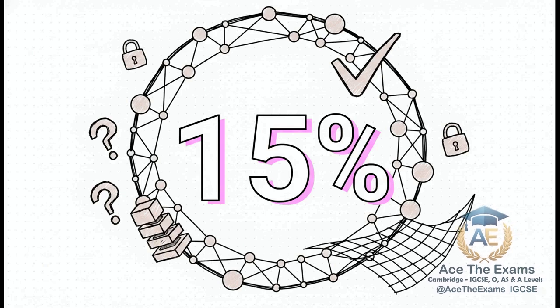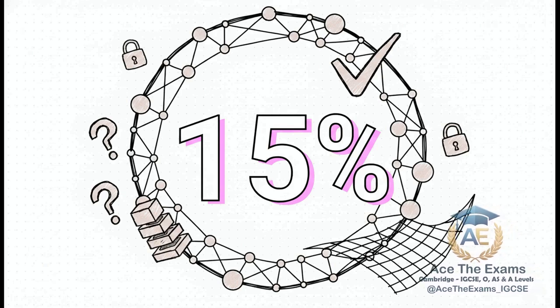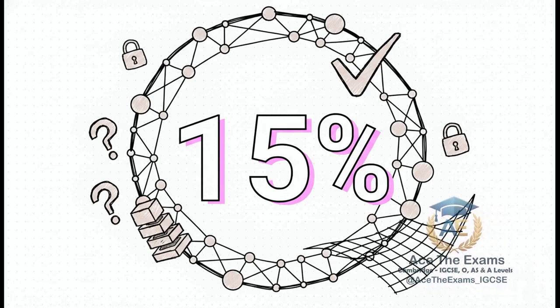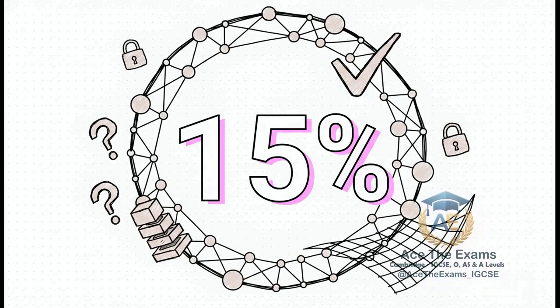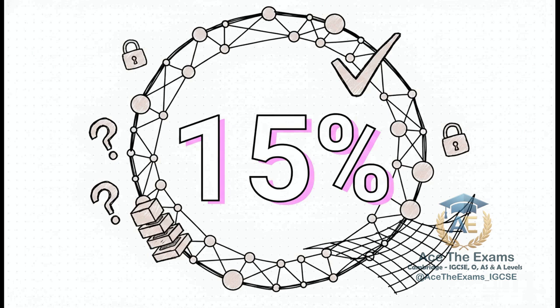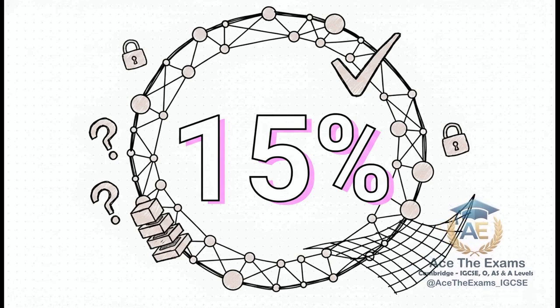15% is the difference between an A and a C. It is a full grade boundary, sometimes two. If you leave this topic to guesswork, or if you rely on superficial memorization of what a node or redundant link is, you are essentially gambling with a huge chunk of your final grade. But if we can systematically lock down this 15% by understanding exactly what the examiner is looking for, you are building a massive safety net for your overall score.